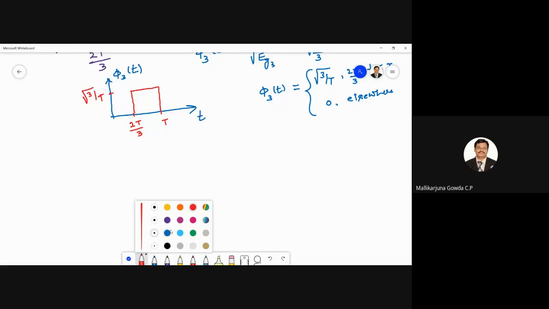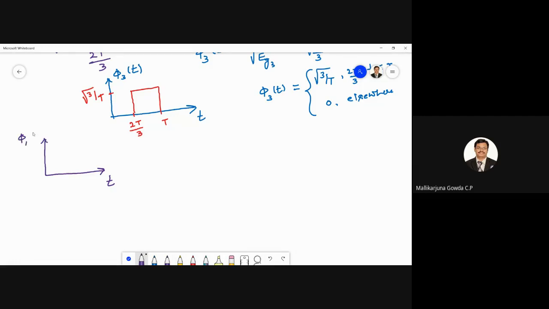So in a nutshell, I found the basis functions. Now I can express all these 4 energy signals in terms of these 3 basis functions. Just to have a recap, I will write here all these 3 basis functions. What can I write for phi 1 of t quickly? It is from 0 to t by 3 with a magnitude of root 3 by t. Similarly, what is phi 2 of t? And about phi 4 of t, that is what I said now.